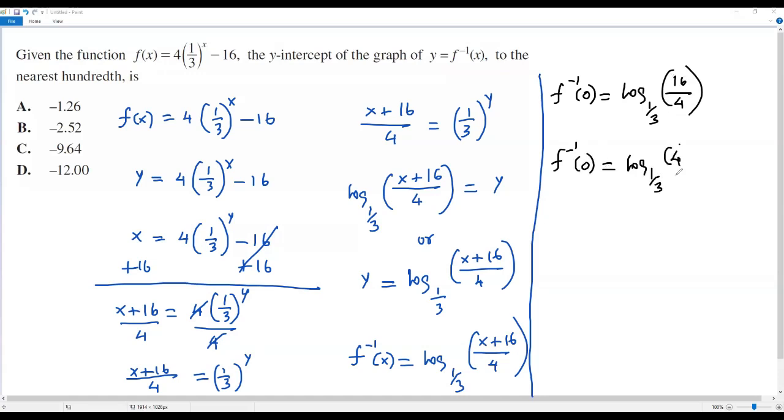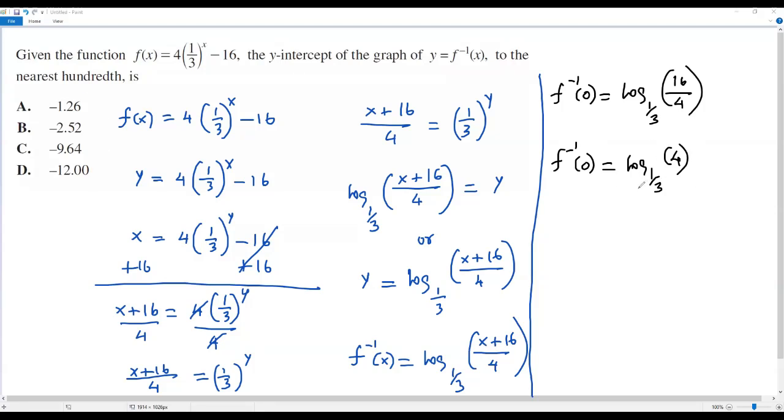it will become just 4. Almost I got it. So the y-intercept is log 4 to the base 1/3, but we don't find this one in the options, so we have to simplify to a numerical value like the ones we have in the options. So for that we have to get the value of log 4 to the base 1/3.